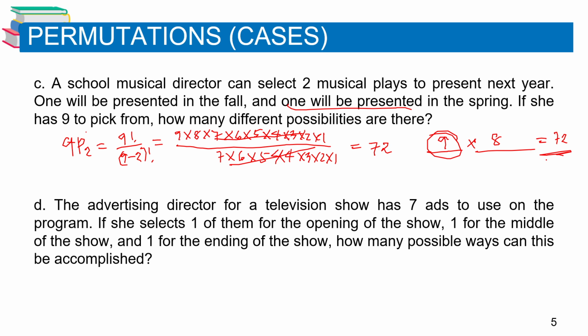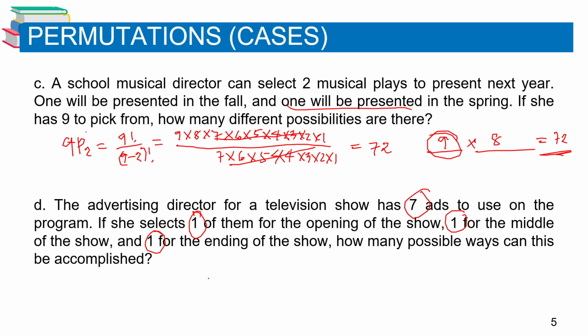A television show has 7 ads to use in the program. If she selects one of them for the opening of the show, one for the middle of the show, and one for the ending of the show, how many possible ways can this be accomplished? In this case, we have 7, and we need to select one at the opening, one in the middle, and one in the ending.